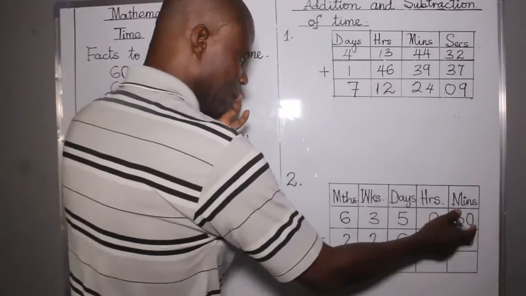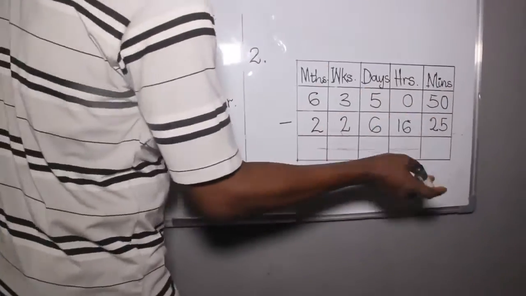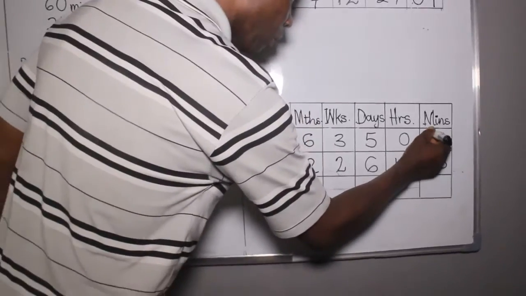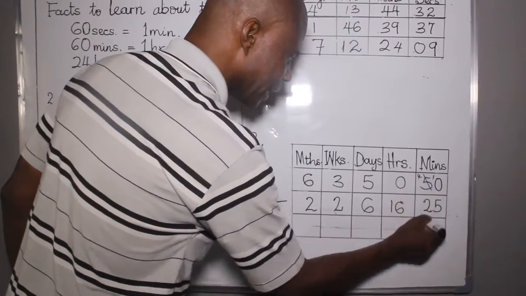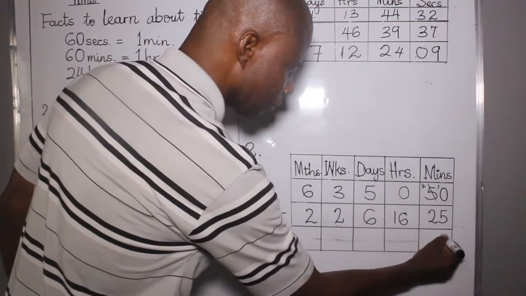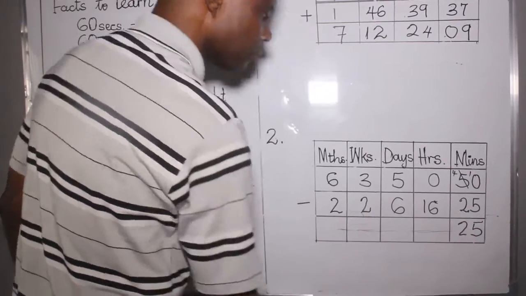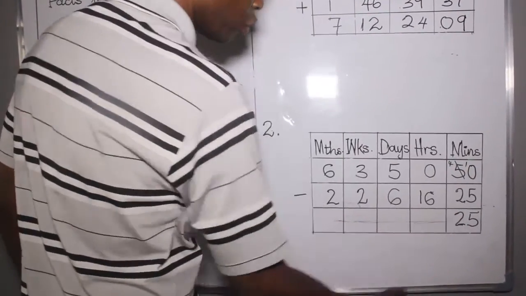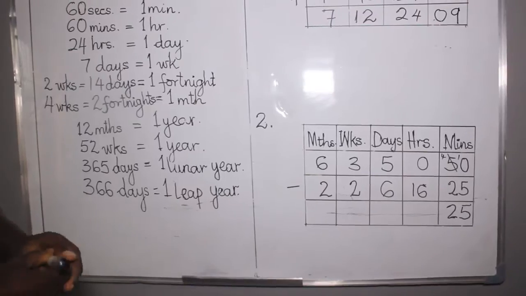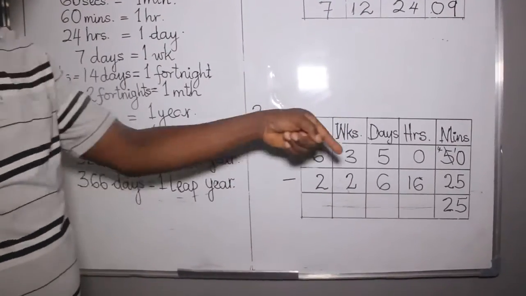First, let's start from the minutes. Because 50 is bigger than 25, we'll do the normal subtraction. We take 1 from here, we have 4, bring it here, 10. Take this from 10, we have 5. Take 2 from this, we have 2. And that's giving us 25 minutes. We need not to borrow because the number up is bigger than the number down.